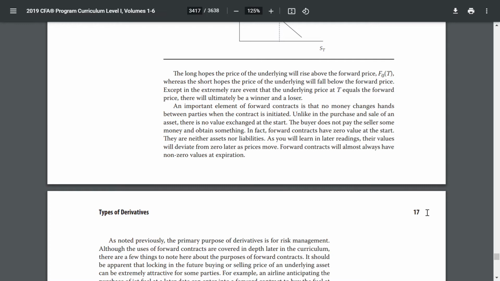They're neither assets nor liabilities, as you will learn in later readings. Their values will deviate from zero later as prices move. Forward contracts will almost always have non-zero values at expiration.